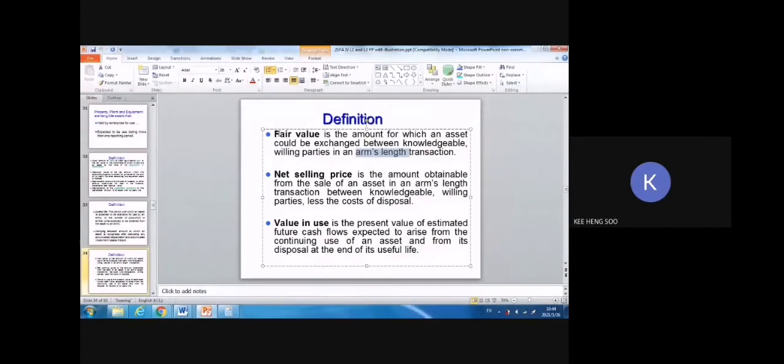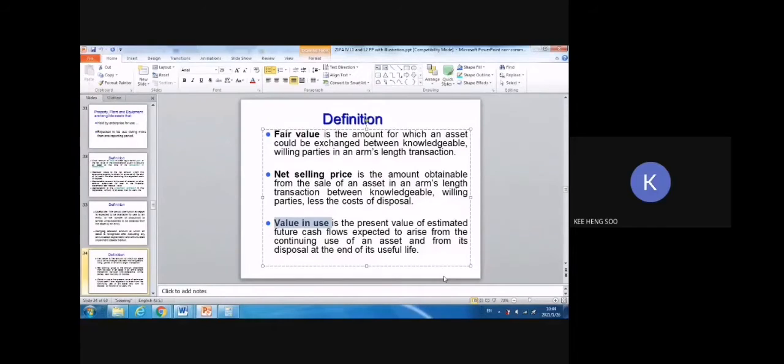Fair value, and this fair value is more towards the land and the building. Fair value and the net selling price have the same meaning, but net selling price will be more for inventory. Can you see the definition is the same? The price that you can obtain from the sale of the asset in an arm's length transaction between knowledgeable, willing parties, minus any transaction cost. Okay, fair value is more for land and building. Net selling price will be more for other assets. Now this one is very difficult to understand.